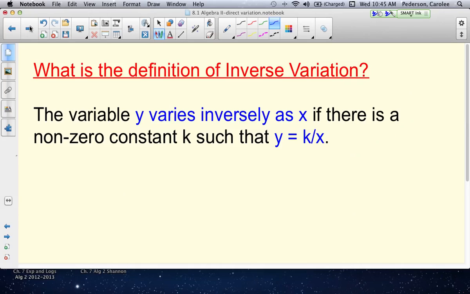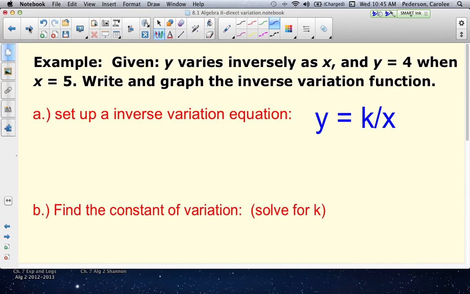Here is the definition of inverse variation. Don't need to write it down. Y varies inversely as x, so we use the formula y equals k over x. So this time we're given y varies inversely with x. So go ahead, underline that and write it down. And we're given that y equals 4 and x equals 5. We want to find that equation again.